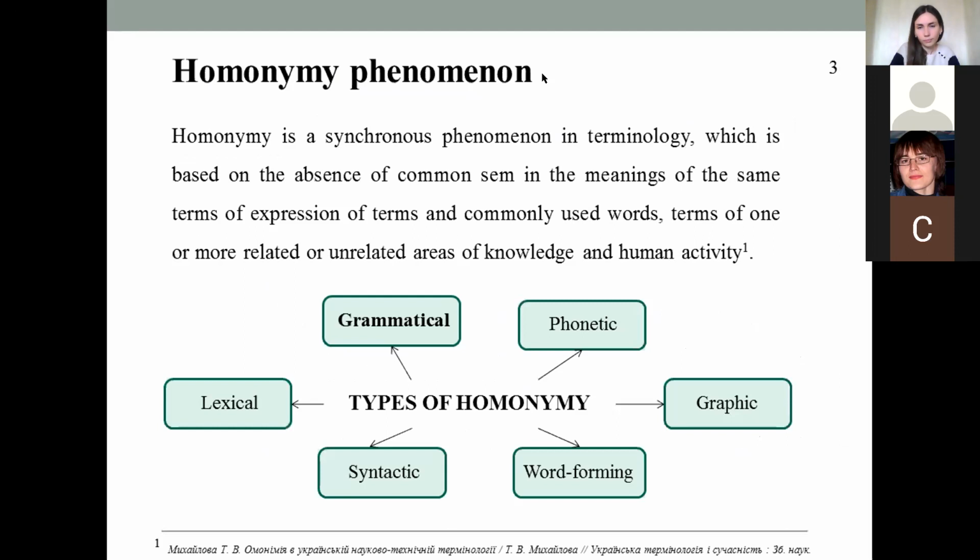To get started, let's introduce the concept of homonymy and its features. Homonymy is a synchronous phenomenon in terminology, which is based on the absence of common semes in the meanings of the same terms of expression and commonly used words, terms of one or more related or unrelated areas of knowledge and human activity. There are also different types of homonymy, and one of them, grammatical, was chosen for our research.